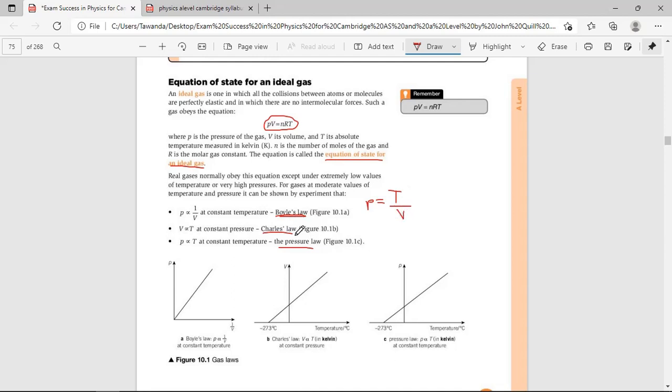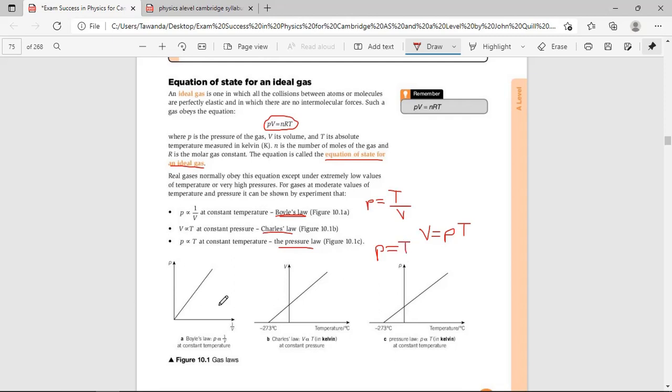And also for the second one, Charles' law, volume, you are saying our pressure is going to be our constant, and multiplying it by, and under this one we are going to say V is proportional to T, because our constant already is the pressure, so it's T.